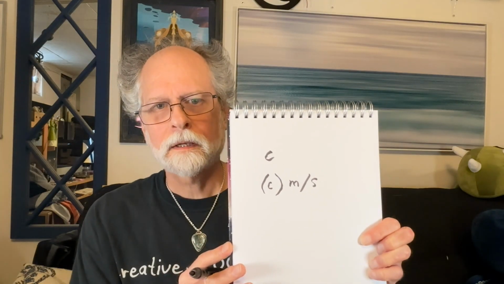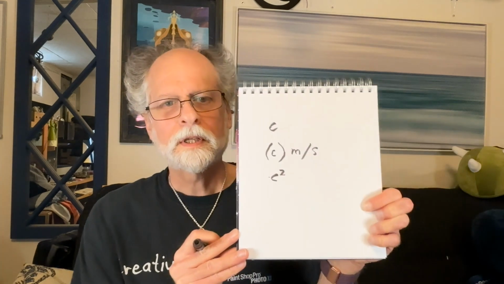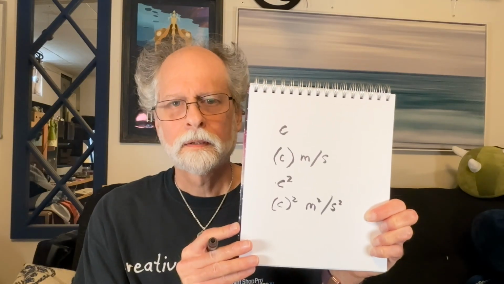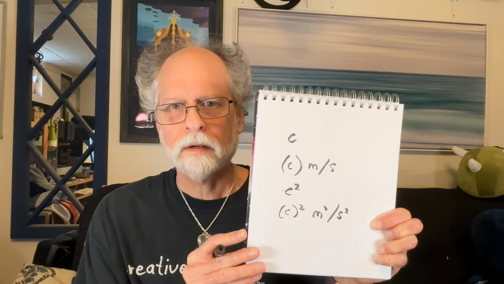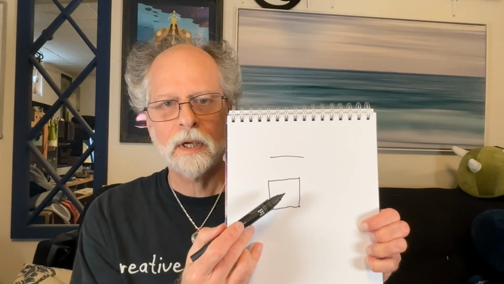If you pretend that c is just the number, c in parentheses, meters per second, c squared, that number squared, meters squared divided by seconds squared. So this is the part I want to explain. Pretend that's a meter, then this would be a meter squared. A meter squared is a unit of area.